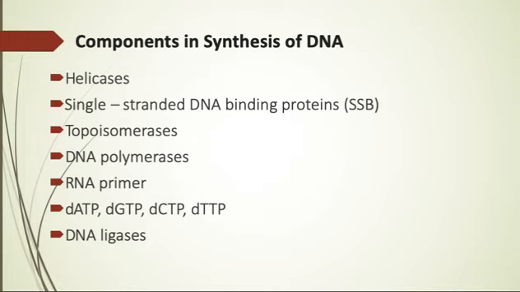So the first one is helicases. Then you have the single-stranded DNA binding proteins. You have the topoisomerases, DNA polymerases, RNA primer. Then you have the deoxy ATP, GTP, CTP, and TTP. And then you have the DNA ligases. So these are all the components of replication.